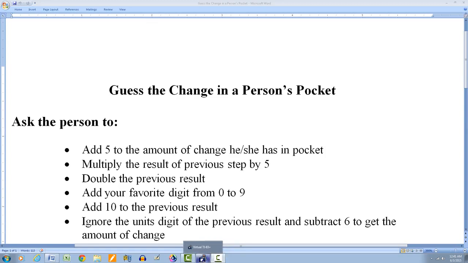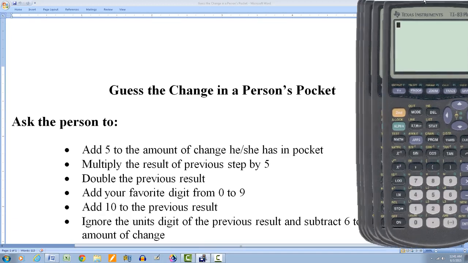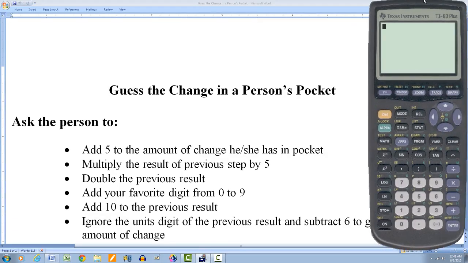So let's just assume that you ask a person to find out how much change they have in their pocket, or pick a number, and they don't tell you what it is, but you simply say, okay, take that amount of change and multiply it by 5. Or I'm sorry, add 5 to it. So I'm going to use the calculator. You don't have to, but suppose 97 is the amount of change, or the number they picked. So we're going to add 5 to that. So 97 plus 5. Okay, we get 102.